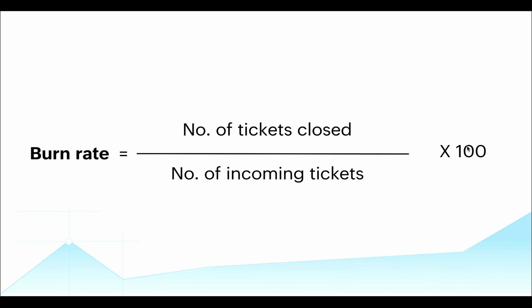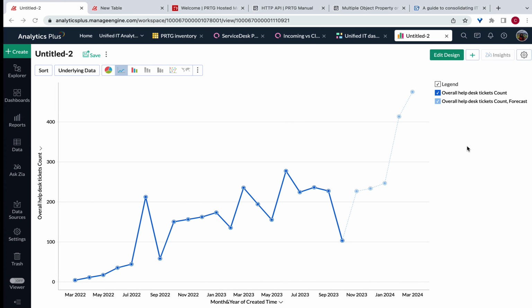A simple and very commonly requested metric is the burn rate, which is an indicator of how quickly your technicians are able to turn around incidents that are created in the help desk. So this metric is calculated by dividing the number of requests resolved by the total number of requests that came into the help desk during the same period, and multiplying that value by 100. Let's see how I can build this formula using Analytics Plus.